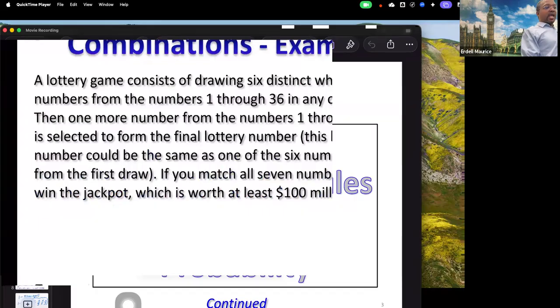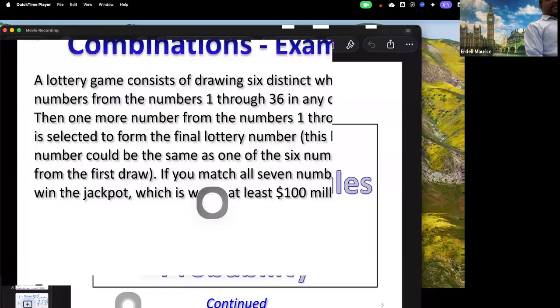Might be our last example. A lottery game consists of drawing 6 distinct whole numbers from numbers 1 through 36 in any order. Therefore, does the order matter? This is a combination question. Then one more number is selected from 1 through 19. This is often called the Powerball. Did I ever play the Powerball? I'm about to show you why you shouldn't play the Powerball. I'll show you why.